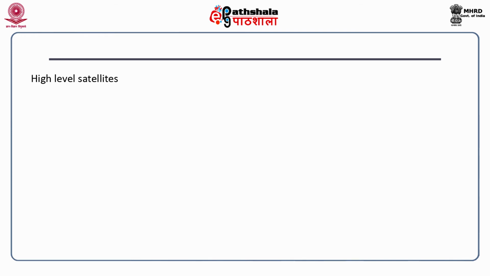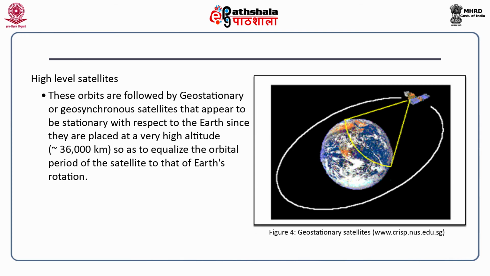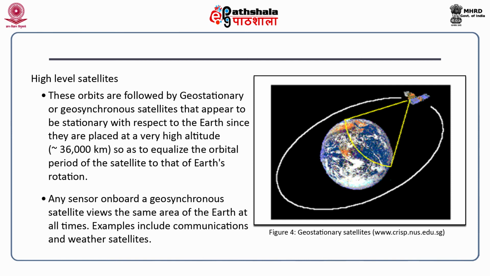Now coming to high level satellites. These orbits are followed by geostationary or geosynchronous satellites that appear to be stationary with respect to the Earth, since they are placed at a very high altitude, maybe close to about 36,000 kilometers, so as to equalize the orbital period of the satellite to that of Earth's rotation. Any sensor on board a geosynchronous satellite views the same area of the Earth at all times. The examples include the communication and weather satellites.